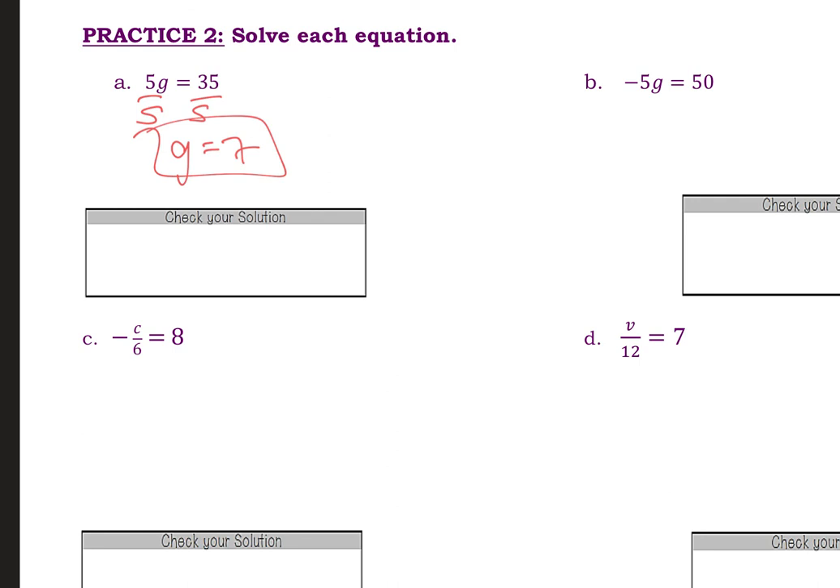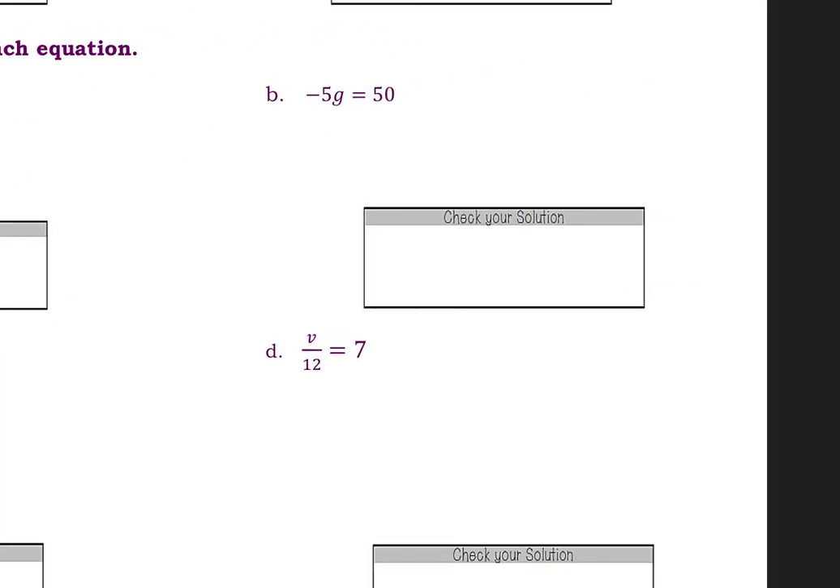All right, let's look at B. Negative g equals negative 50, equals 50, not negative 50, 50. What do we want to do to both sides? Divide by negative 5 again. Good. So g is equal to negative 10. Good.